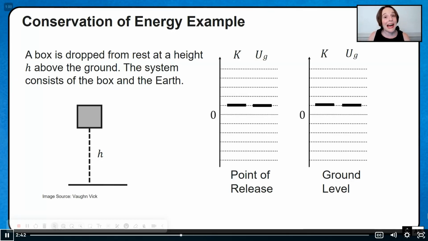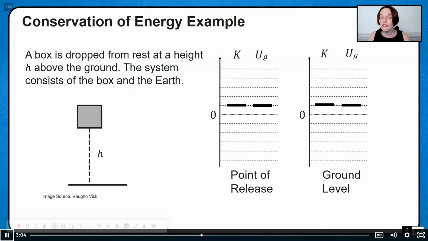It's raised up a height. And if you remember, gravitational potential energy is mgh. And so we've got our h right there. So at the beginning, it has height. So that means we have gravitational potential energy. And at the end, we already said it's going to get faster and faster and faster. So that gravitational potential energy transforms into kinetic energy.